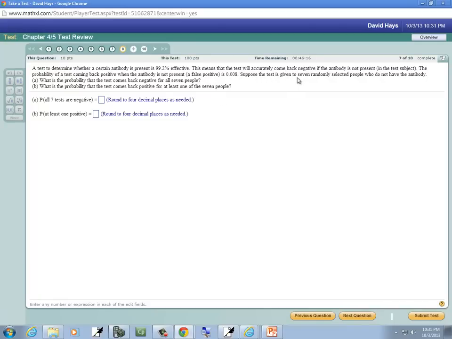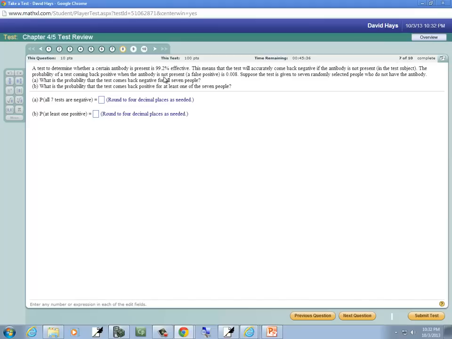Okay, suppose a test is given to 7 randomly selected people who do not have the antibody. What is the probability the test comes back negative for all 7 people? Negative. Test to determine if it is present. This means that the test will come back negative if the antibody is not present. Probability of a test coming back positive.